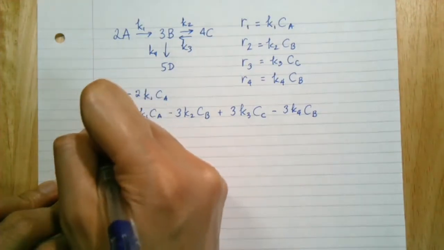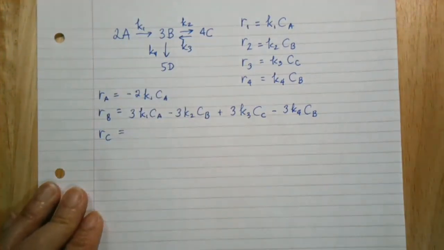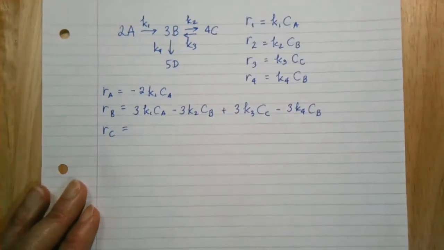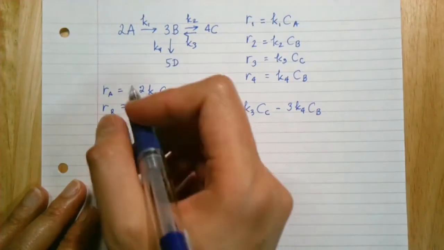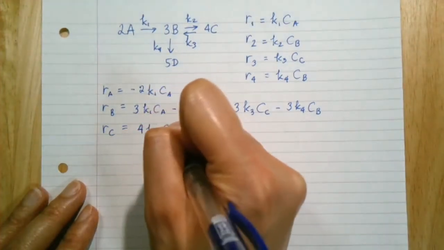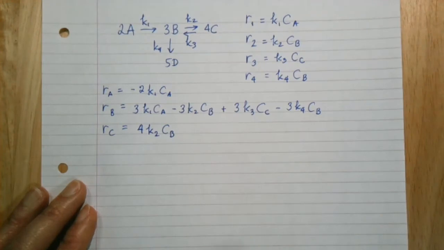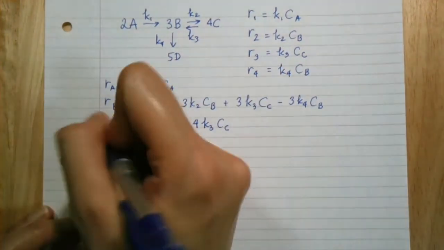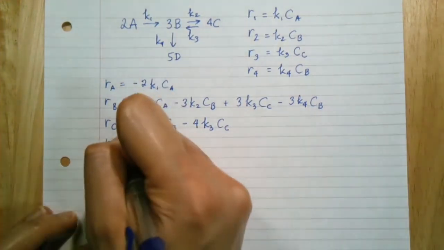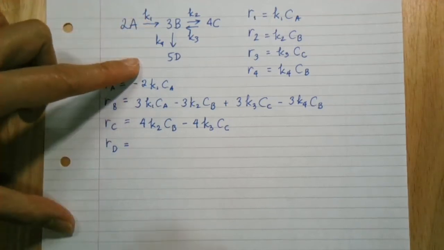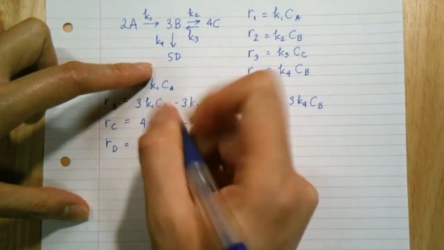Okay, so rate of generation of C is equal to, C is involved in two reactions, reactions 2 and 3. So from reaction 2, that's positive 4 times the rate of reaction 2, so K2 Cb. Contribution from reaction 3 is minus 4 K3 Cc. And then finally, rate of generation of component D. Component D is only involved in one reaction, reaction 4. So 5D is produced every time reaction 4 takes place: K4 Cb.